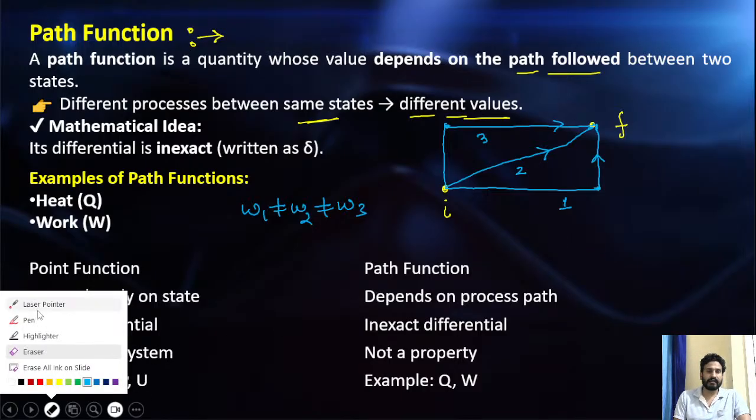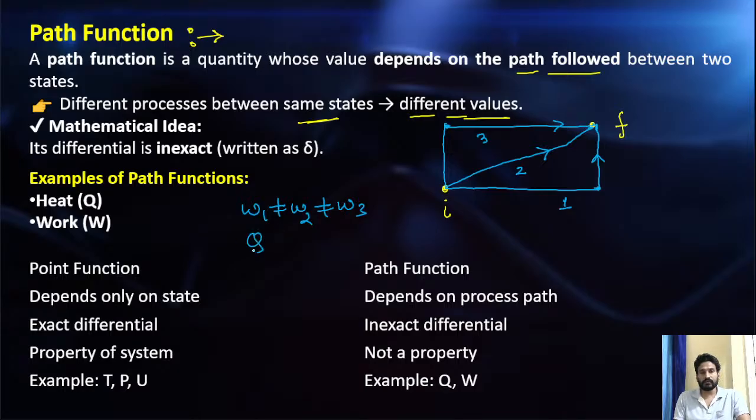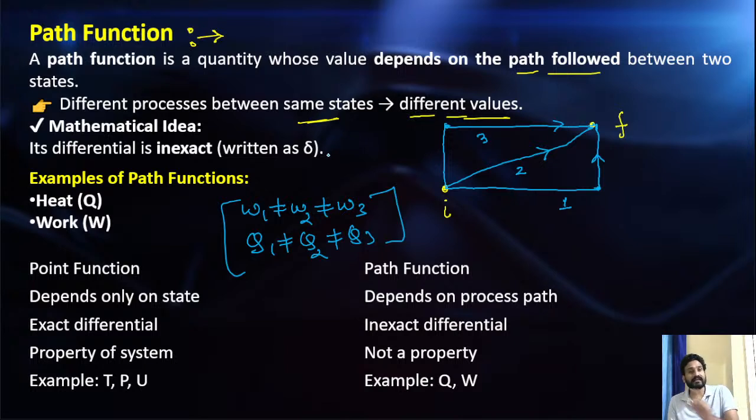And if you talk about heat, then also Q1 is not equal to Q2 is not equal to Q3. So in path functions, the quantities depend upon the path, guys. Okay, so path functions are not exact differentials. It means you cannot write dQ, you cannot write dW. No, this is the incorrect notation for this.